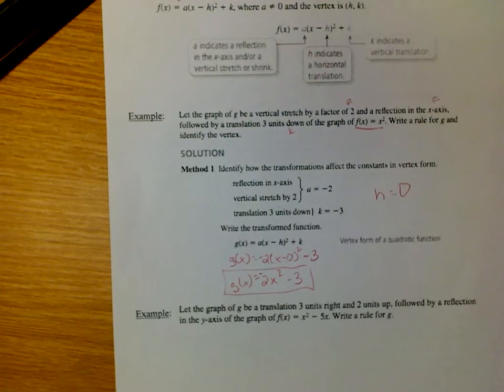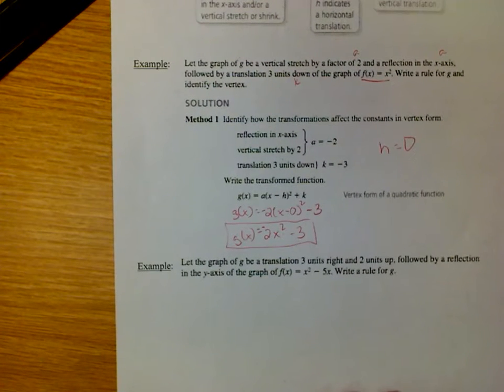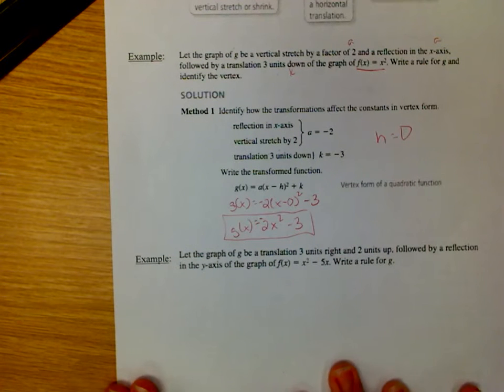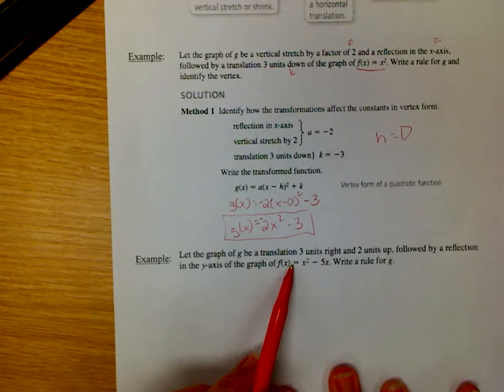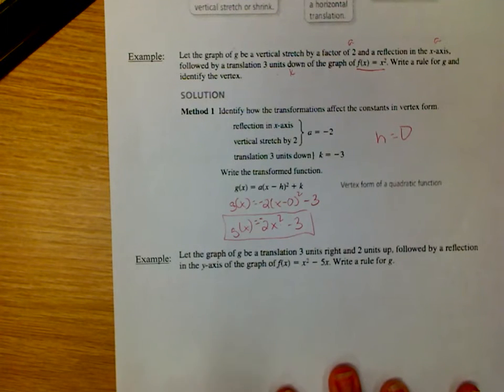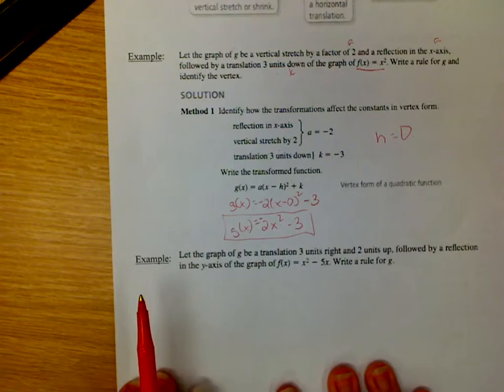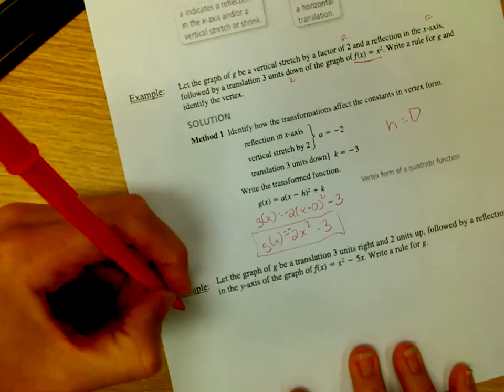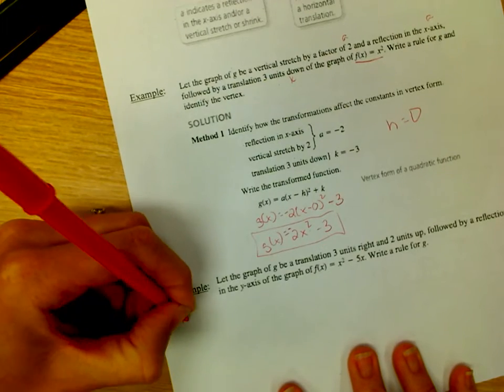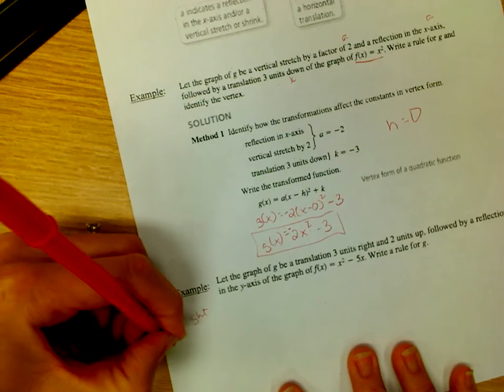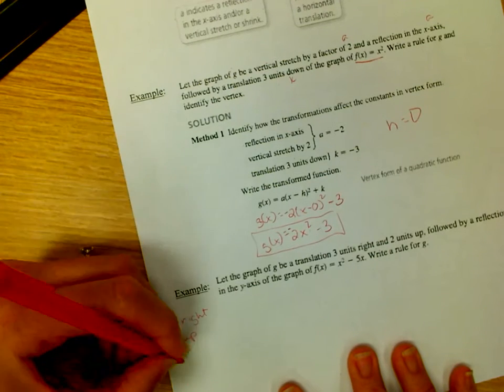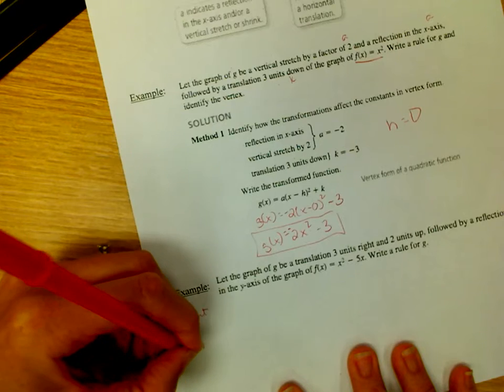So if you look at this next example, it says let the graph of g be a translation 3 units right and 2 units up, followed by a reflection over the y-axis of the graph f of x equals x squared minus 5x. Well, that right there, that is not the parent function. So we're going to have a little bit of a different plan, okay? So let's just list out what we need to do. We need to move it 3 to the right, we need to move it 2 up, and we need to reflect it over the y-axis, okay?